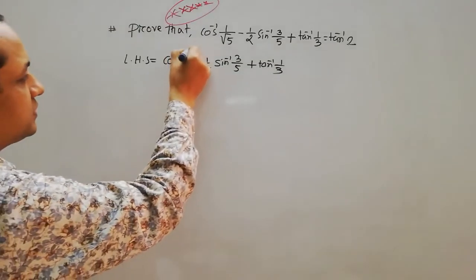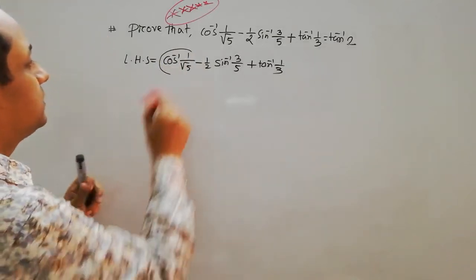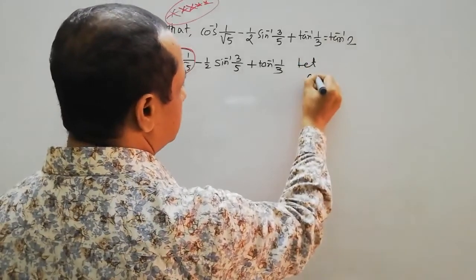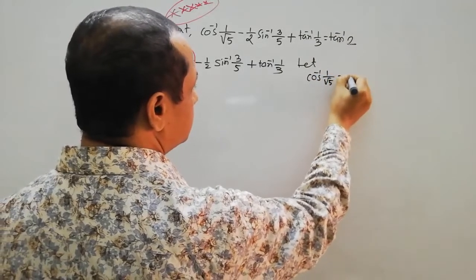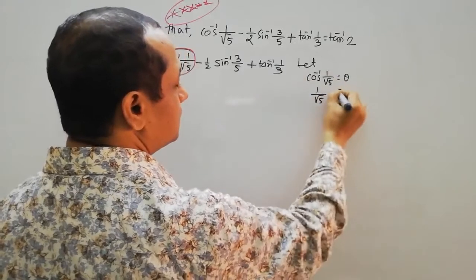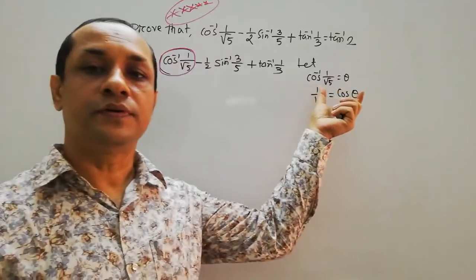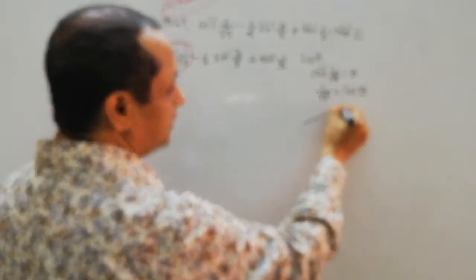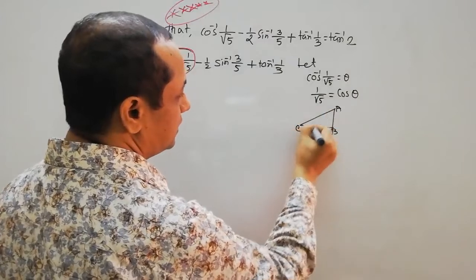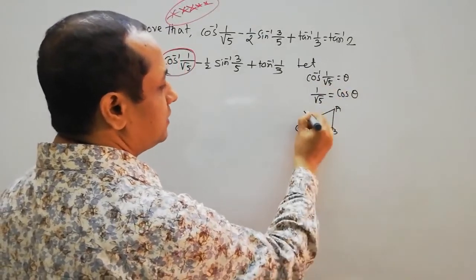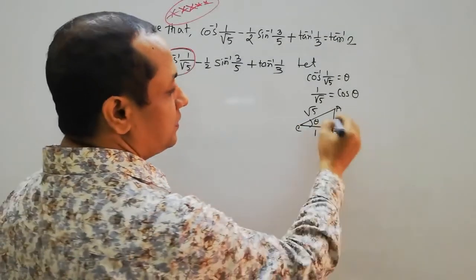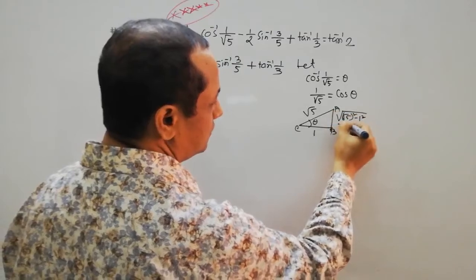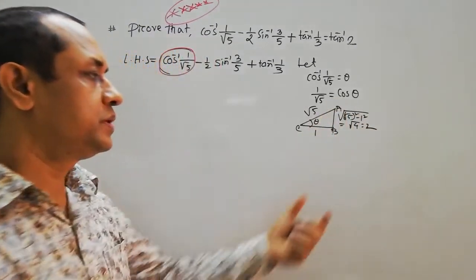Now here we convert cos inverse to tan inverse. Let cos inverse 1 by root 5 equal theta. Then 1 by root 5 equals cos theta. Let ABC be a right angle triangle. Here cos theta equals base by hypotenuse. Now using Pythagoras theorem, the perpendicular equals root over hypotenuse square minus base square, which is root over 4 equals 2. So AB equals 2.